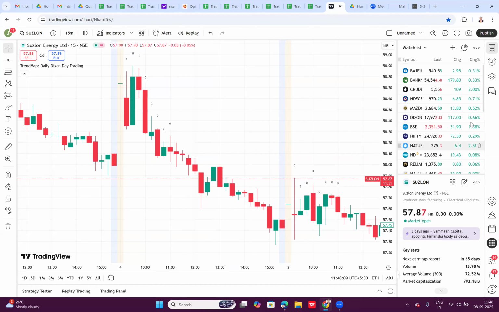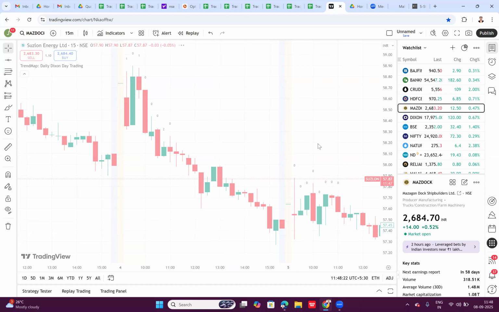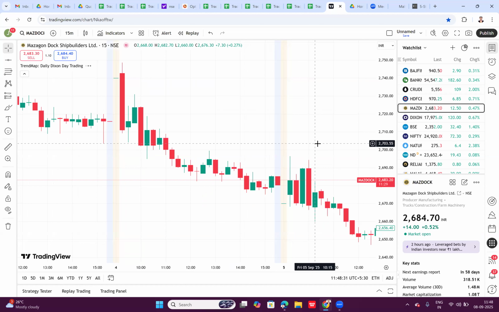Okay. After this, we will discuss all rules of MazDock also. MazDock also provides good movement. Okay, most of the time it provides good movement. Lot size of MazDock is 175. So you all have to do one thing: you all have to book the first half quantity in MazDock at a profit of 8 points.